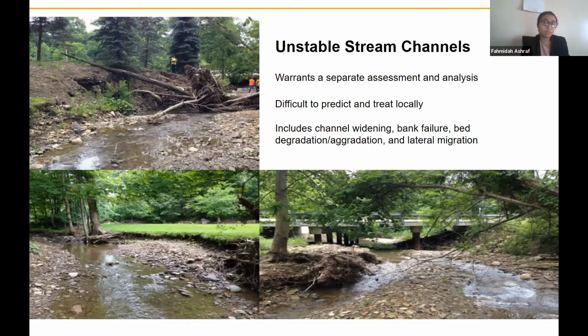So no matter what reason we have behind channel instability, unstable stream channels warrant a separate assessment and analysis. They're different from the regular stable channels. They are difficult to predict and treat locally, and these types of unstable stream channels include different types of instability, including channel widening, bank failure, degradation, aggradation, lateral migration.